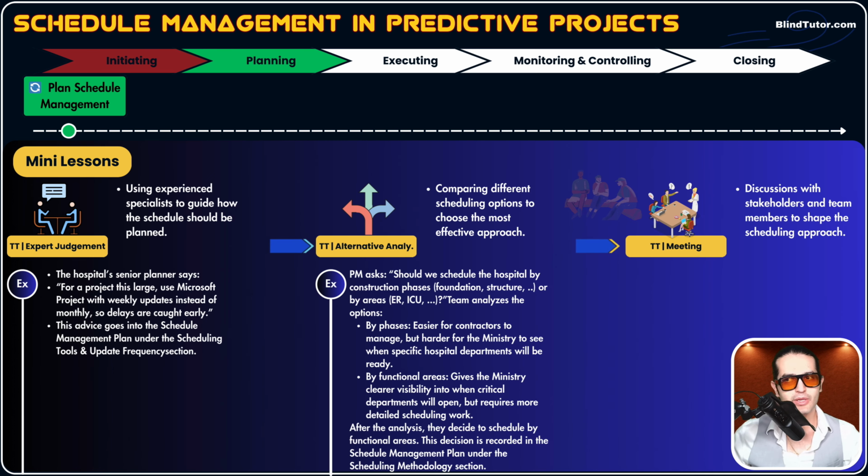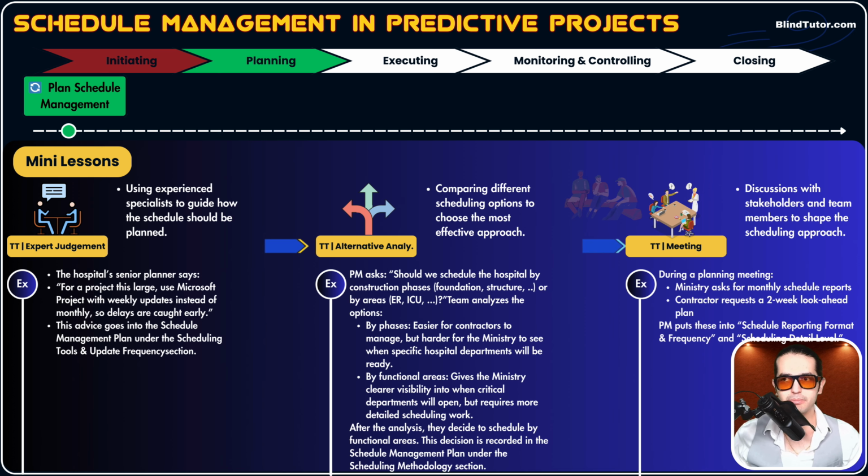Meeting means discussions with the stakeholders and team members to shape the scheduling approach, to decide on how-to approaches for different parts of the schedule. For example, during a planning meeting, the ministry may ask for monthly schedule reports, the contractor requests a 2-week look-ahead plan, or the IT team requests rolling wave planning. These are information we gathered from meetings. As a PM, you need to put this information into, for example, the scheduling reporting format and frequency, or the scheduling detail level part and section of the schedule management plan.